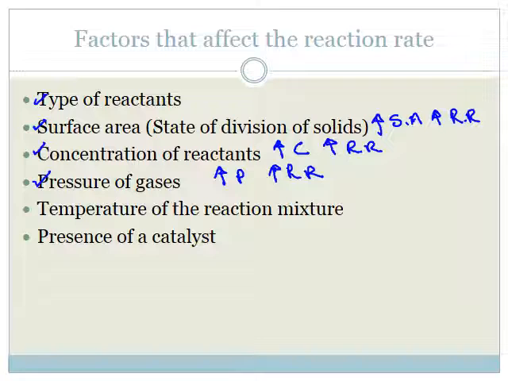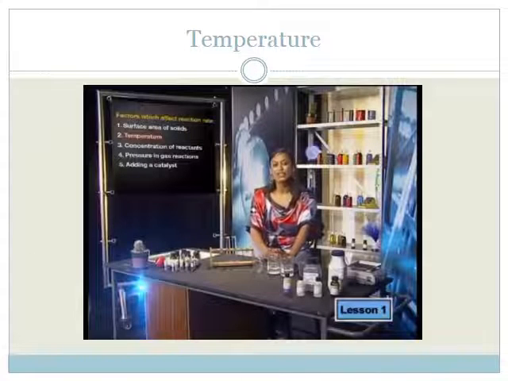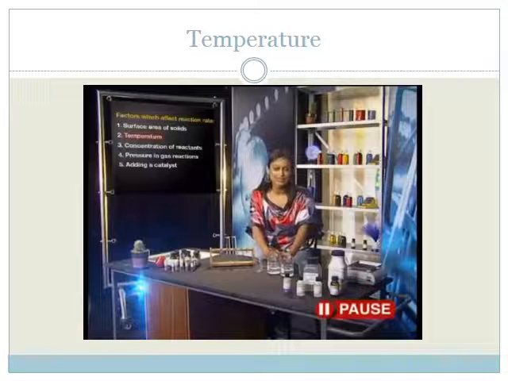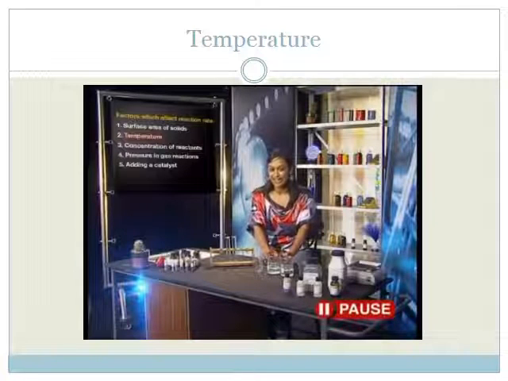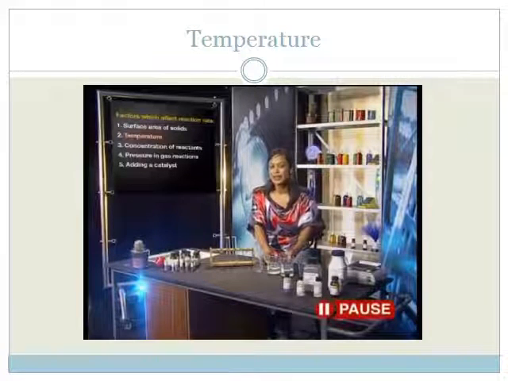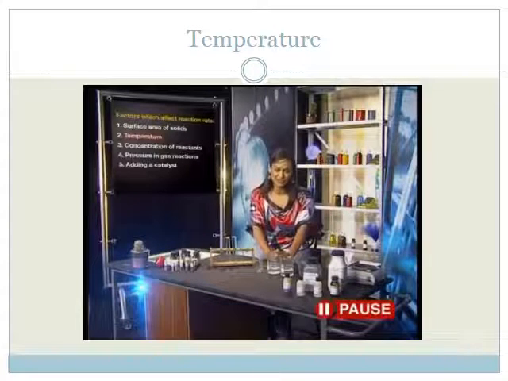In this lesson, we're going to be looking at these two factors, temperature of the reaction mixture and presence of a catalyst. What do you think will happen if we increase the temperature of the reactants? Perhaps apply collision theory to help you make a prediction.